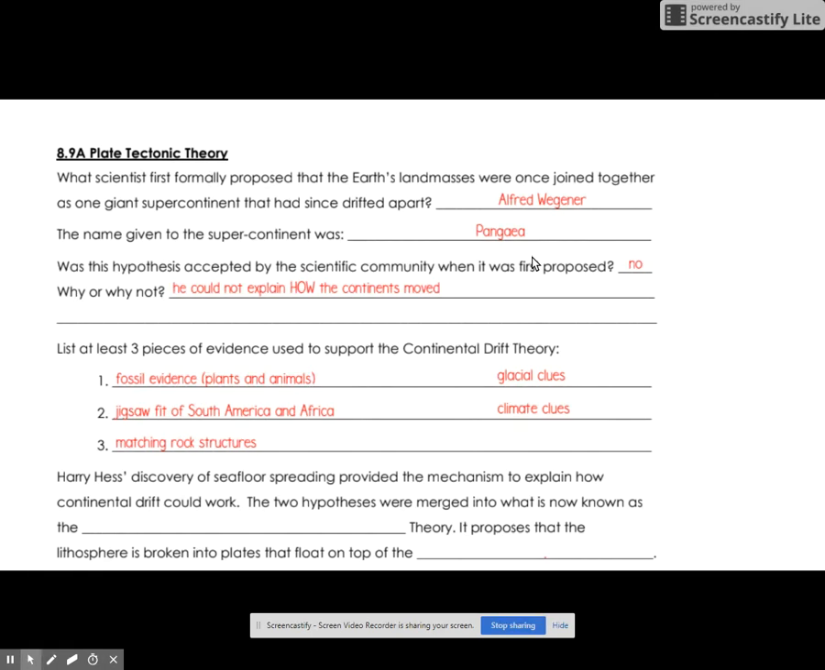Harry Hess's discovery of seafloor spreading provided the mechanism to explain how continental drift could work. These 2 hypotheses were merged into what is known as the Plate Tectonic Theory. It proposes that the lithosphere is broken into plates that float on top of the asthenosphere, and the asthenosphere is one of the layers of the Earth.